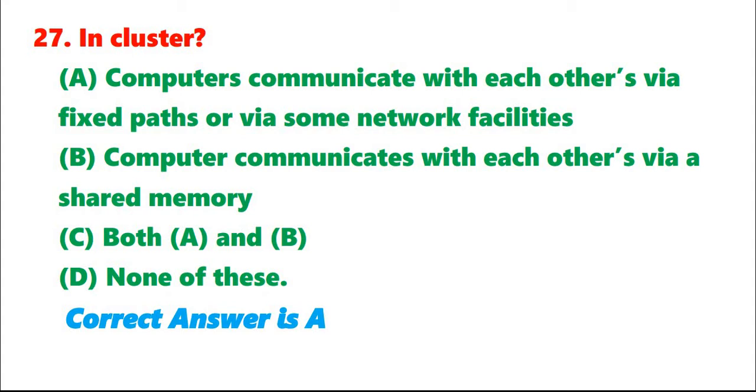27. In cluster A. Computers communicate with each other via fixed paths or via some network facilities. B. Computers communicate with each other via a shared memory. C. Both A and B. D. None of these. Correct answer is A.